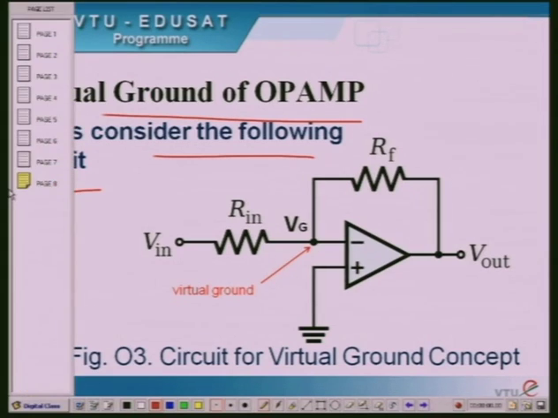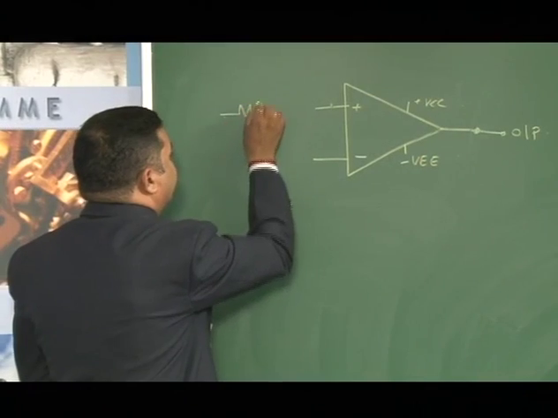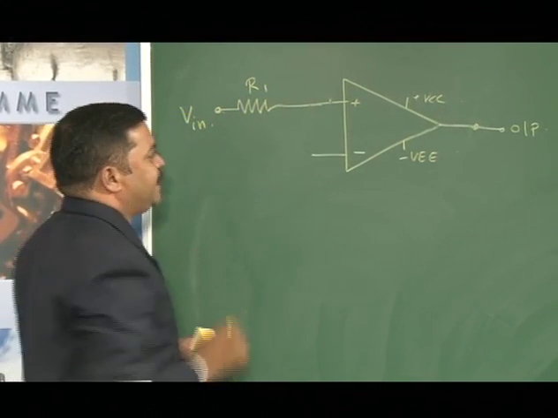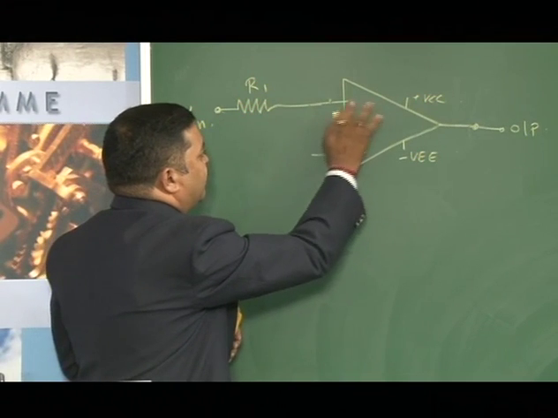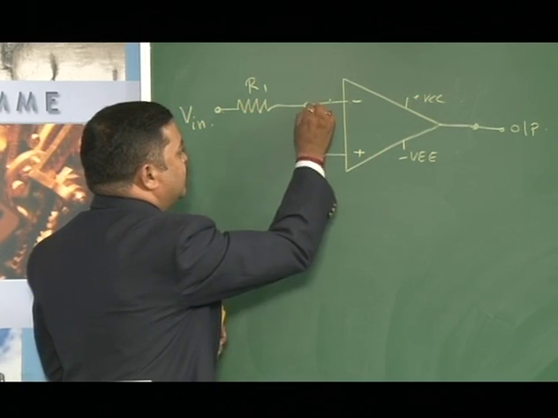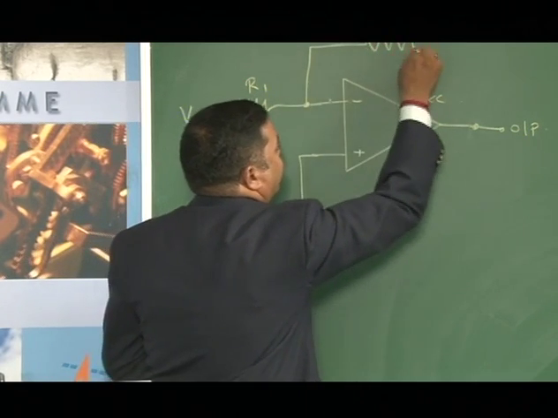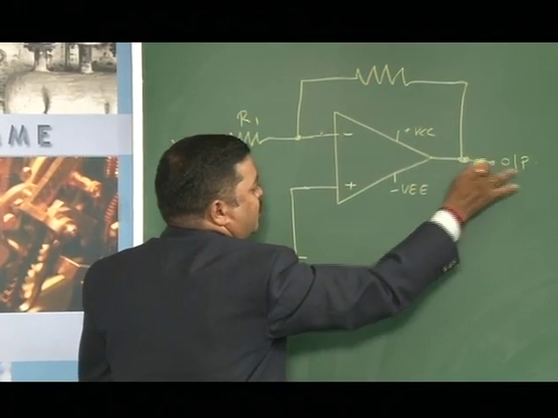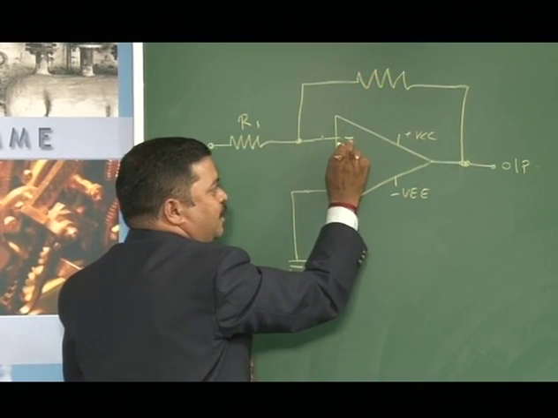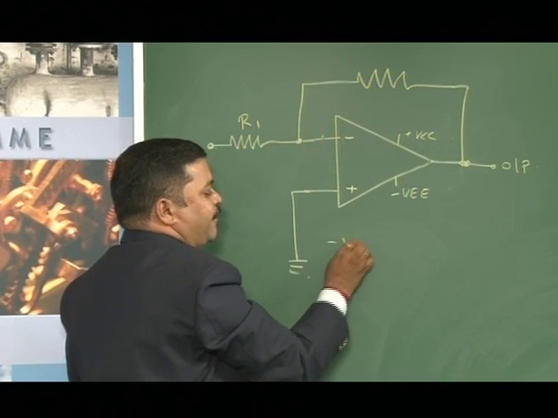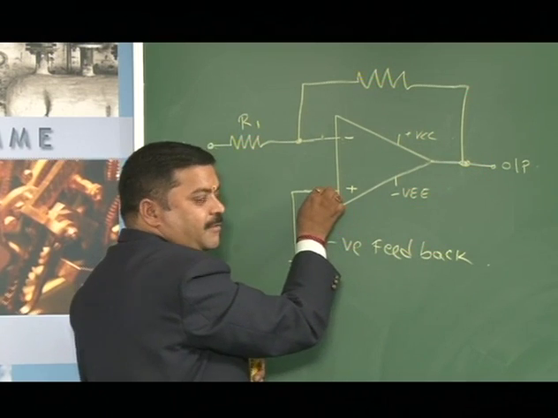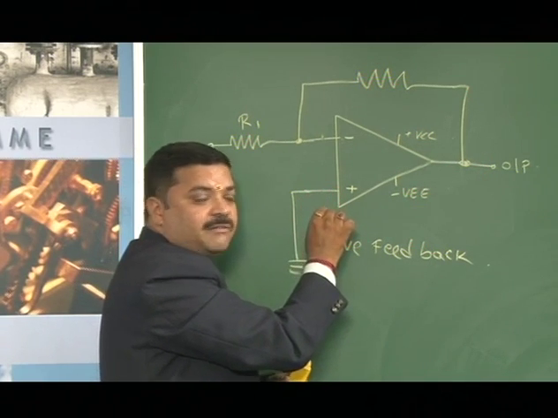Let me consider one inverting amplifier. There is an R1 here. Let me apply Vin, and let me call this negative and positive. Positive is grounded, and at this point there is a feedback. Feedback means a portion of the output is fed back to the input. If we feed it back to the negative input terminal, it is called negative feedback. If we give it back to the positive input terminal, then it is called positive feedback.